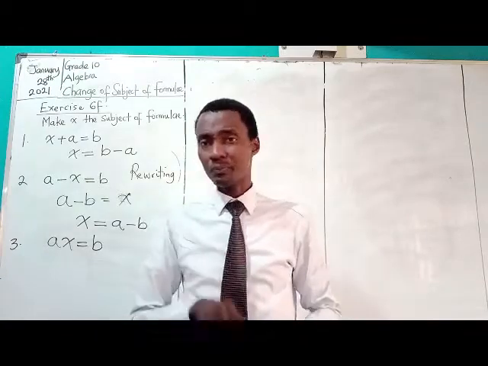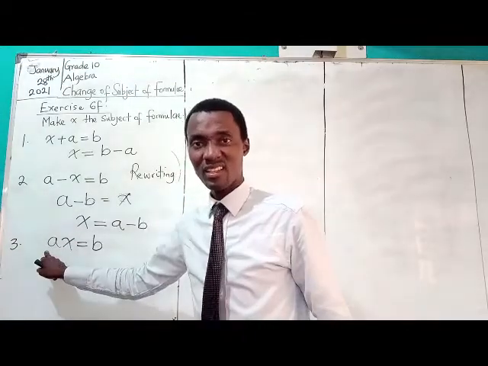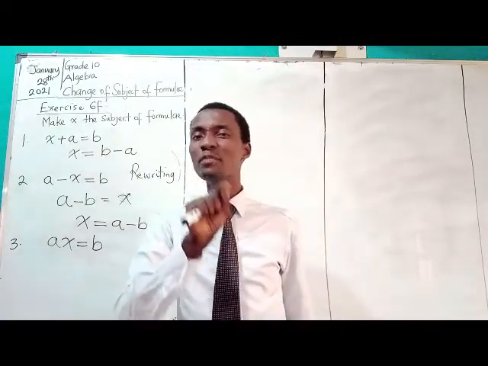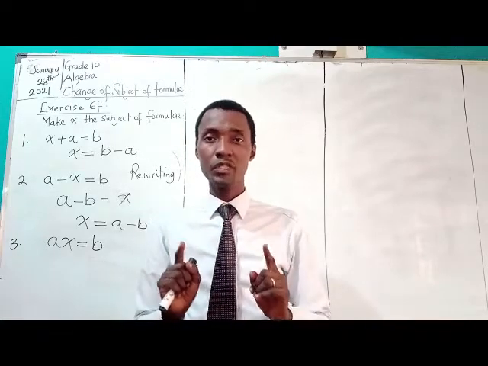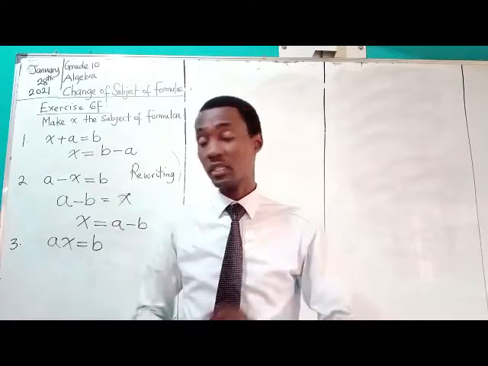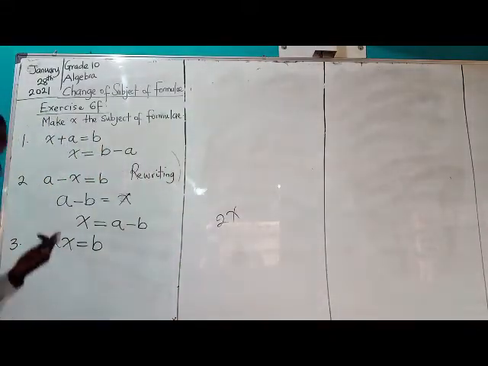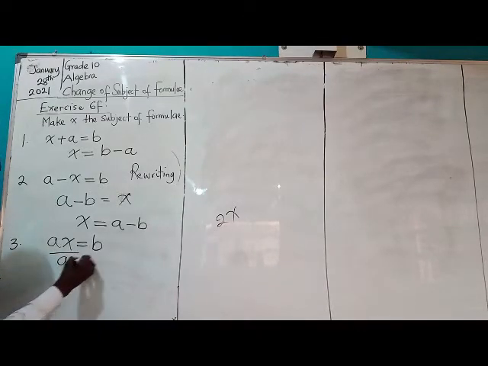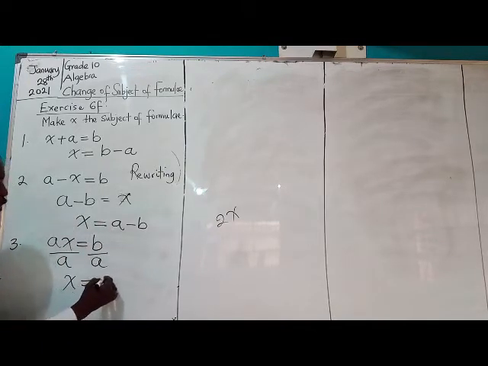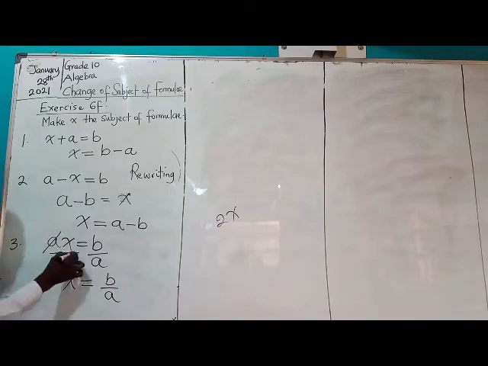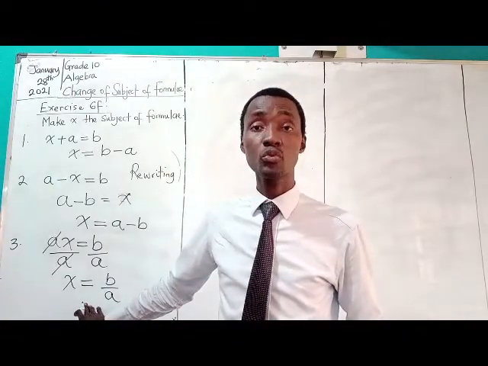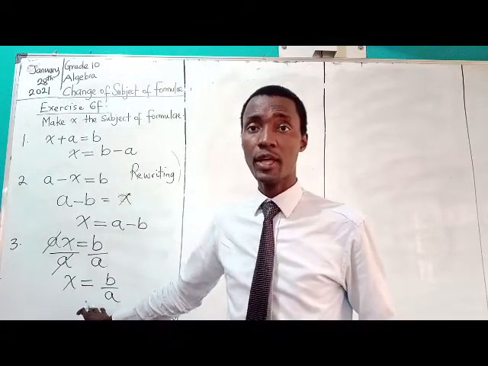The coefficient. Now, if the coefficient is multiplying X, to clear a coefficient, you divide both sides by the coefficient. Come again. To clear a coefficient, you divide both sides by what? A coefficient. So if we know the coefficient to be A, we divide both sides by A. Meaning that X will now be equal to B over A, because this A will cancel this A. So that will now be what X will be with respect to this formula.